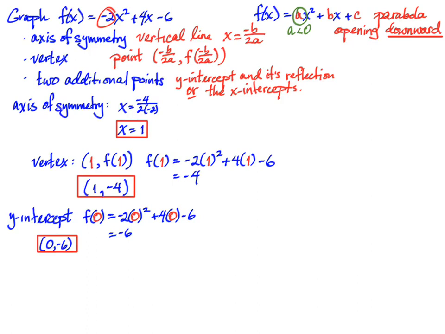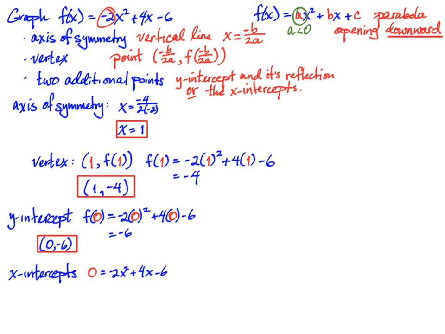Now let's look for the x-intercepts. Let's see if we can find any x-intercepts. So to get an x-intercept, we just set y equal to 0. So now we're solving a quadratic equation. And we just learned the quadratic formula.